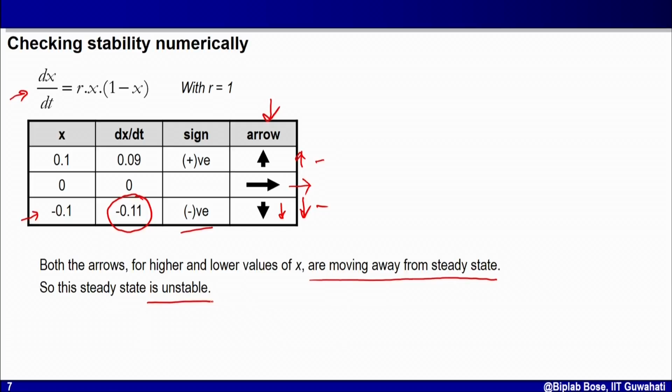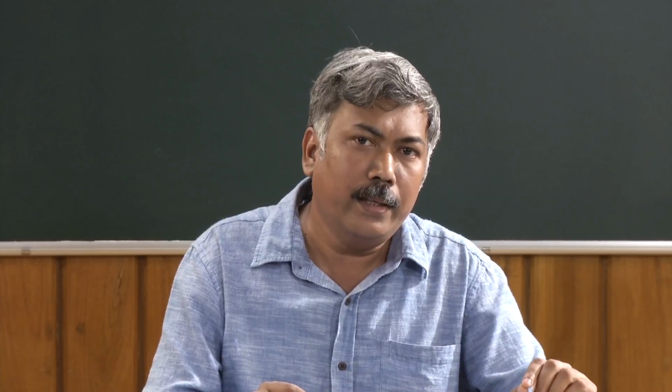This is a simple way of understanding the stability or calculating the stability of a steady state without drawing the complete direction field. As you understand, to draw the complete direction field, you have to draw lots of arrows. Here we are only calculating the arrows and their directionality near the steady state.